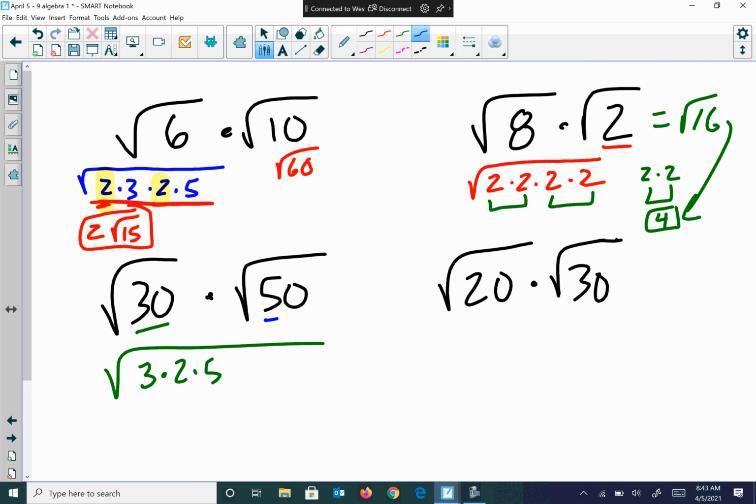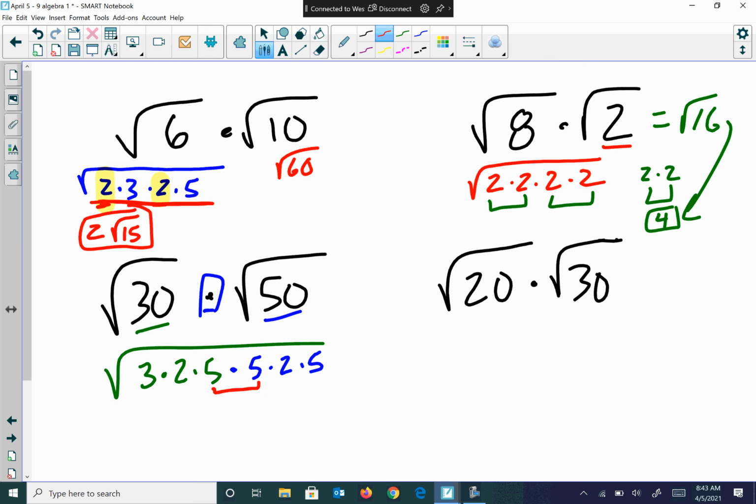Okay. Let's break 50 down and keep it under the same radical. The reason we're doing that is because we're multiplying them. So I'm going to break 50 down. What times what gives me 50? 5 and 10. 10 breaks down to what? 5 and 2. All right. How many of a kind am I looking for? 2 of a kind.